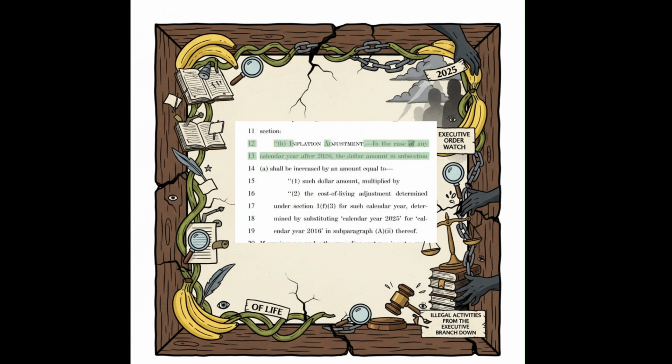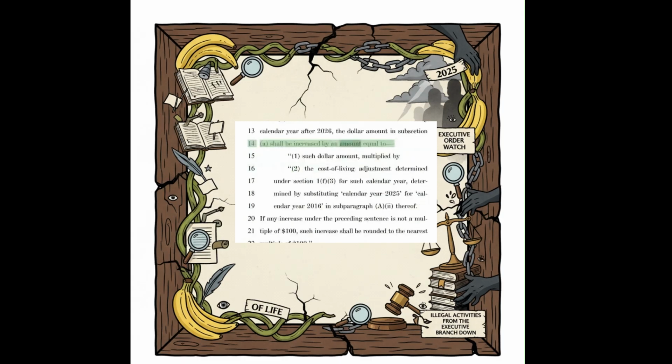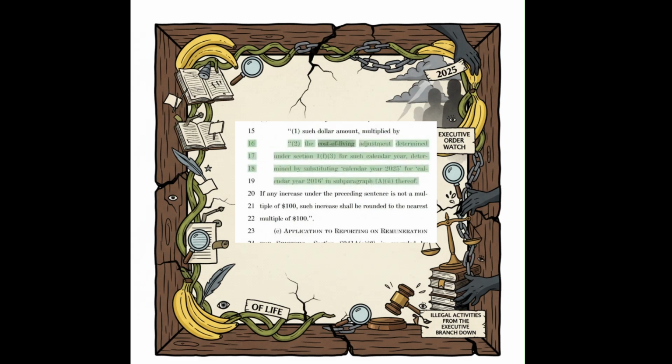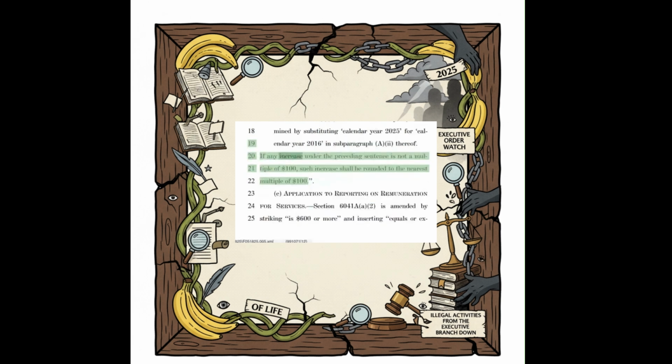In the case of any calendar year after 2026, the dollar amount in subsection shall be increased by an amount equal to such dollar amount multiplied by the cost of living adjustment determined under section 1 for such calendar year, determined by substituting calendar year 2025 for calendar year 2016 in subparagraph thereof. If any increase is not a multiple of $100, such increase shall be rounded to the nearest multiple of $100.